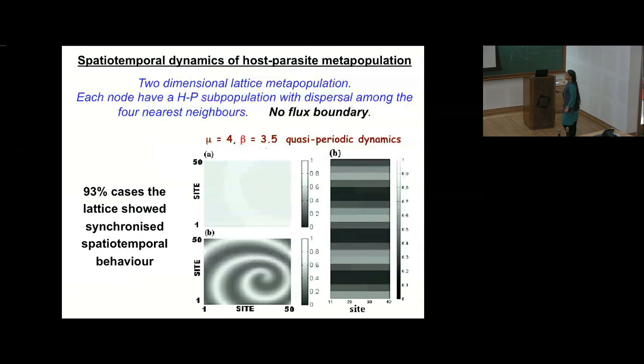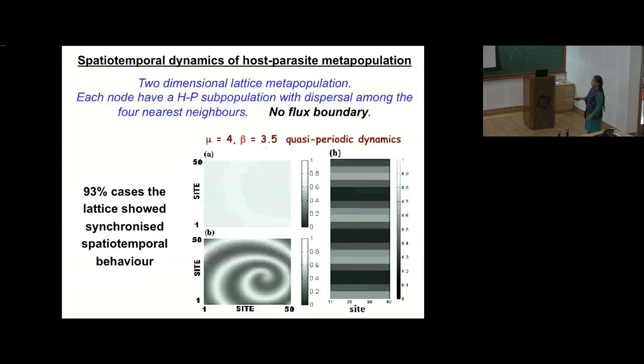But 7% of cases showed this kind of pattern. So it synchronizes most of the time, but in some cases, it showed some kind of spiral-like pattern. Now, this is the space picture, just one time point in the entire lattice, and it looks like there's a spiral, but what is it in time?